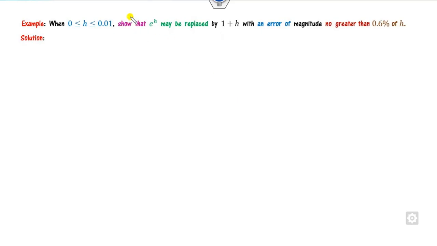Look at another one. You have to show that when you replace e raised to power x by 1 plus h, the error is no greater than this number.